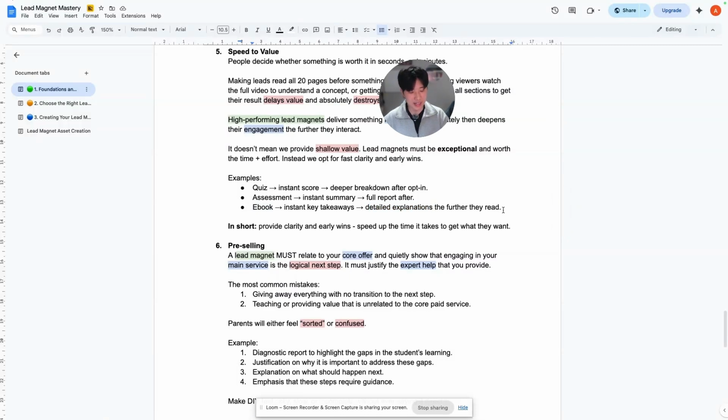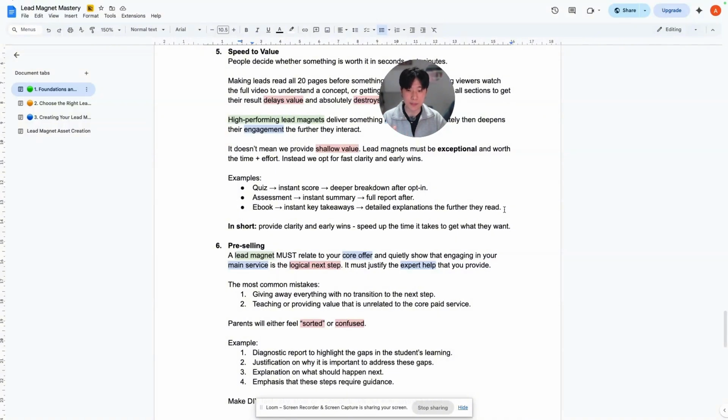Now, one thing I'd like to add here is that if a lead engages in your ebook, views the key takeaways, and then immediately hops off and closes the ebook, and they don't look at the detailed explanations the further they read, and they don't reach back out to you, let me tell you that they probably weren't going to be the best leads in the first place. They probably weren't going to be booking a call. They probably just wanted to satiate their curiosity, and they're probably not going to be the ones that you want to work with in the first place, at least for the short term.